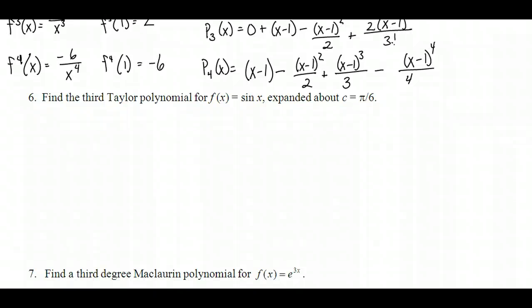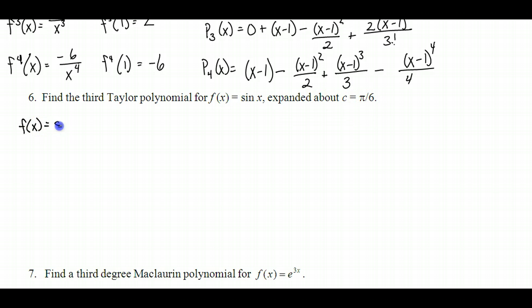Two more here, and they'll be a little bit quicker. They won't take quite so long, but we want to find the third degree Taylor polynomial for f of x equals sine x. So sine x is obviously a trig function. It's not a polynomial. We're expanding about pi over 6. So we don't have to go through everything of finding your first, your second, everything right away. We just want to jump right to the third degree. You still have to figure out what are the values of the derivatives, the first derivative, second derivative, and third derivative at pi over 6.